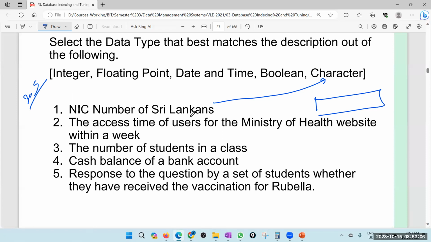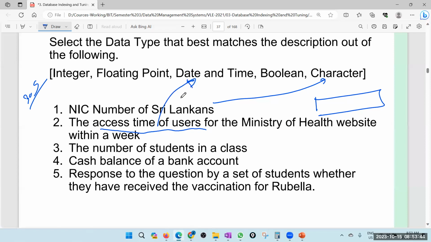The access time of users for the Ministry of Health website within a week. I don't know what the access time is. Is it milliseconds, or the exact time that a person accessed the website? Maybe it is the time the user accessed the website. Again, it is not very clear. If it is the time that the particular user accessed the website, we have to go for date and time.